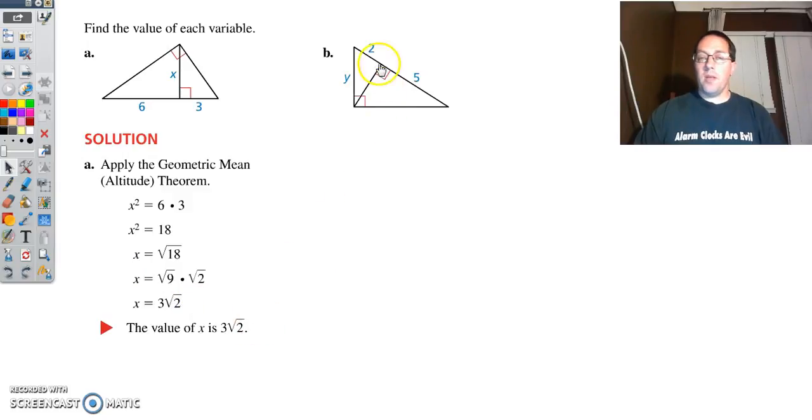Right? Over here, though, we don't care about the altitude. We don't know what it is. We don't care what it is. We do care about the leg of this original right triangle. But the leg of the original right triangle, remember, is the geometric mean of the segment on that end of the hypotenuse and the entire hypotenuse.